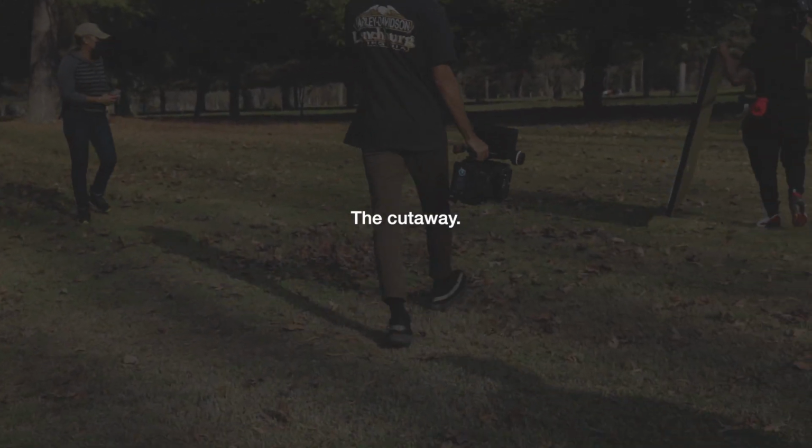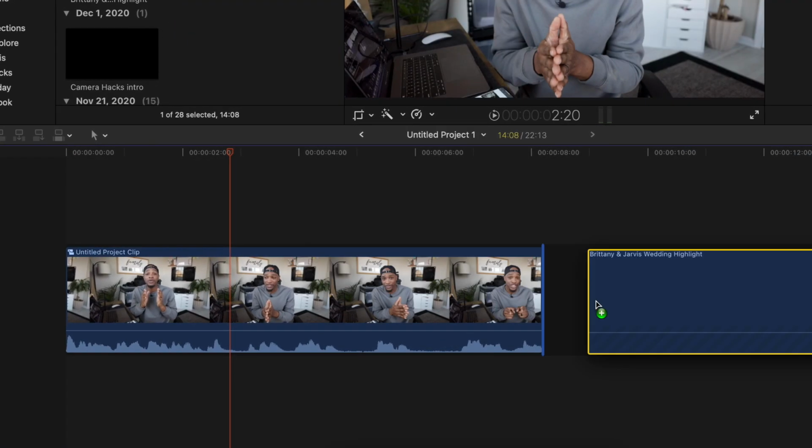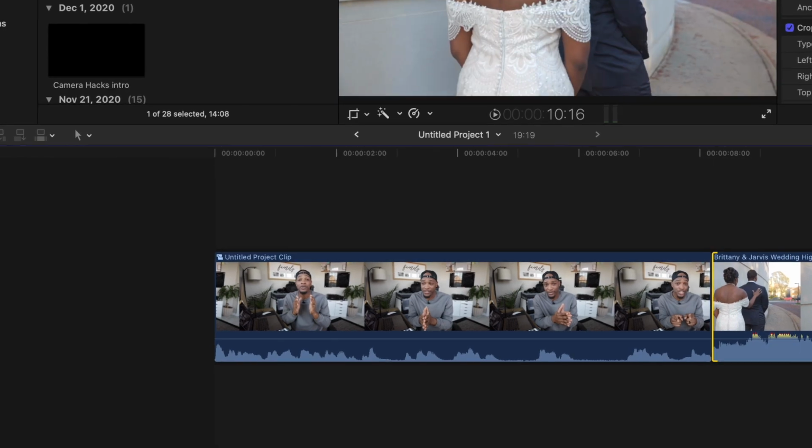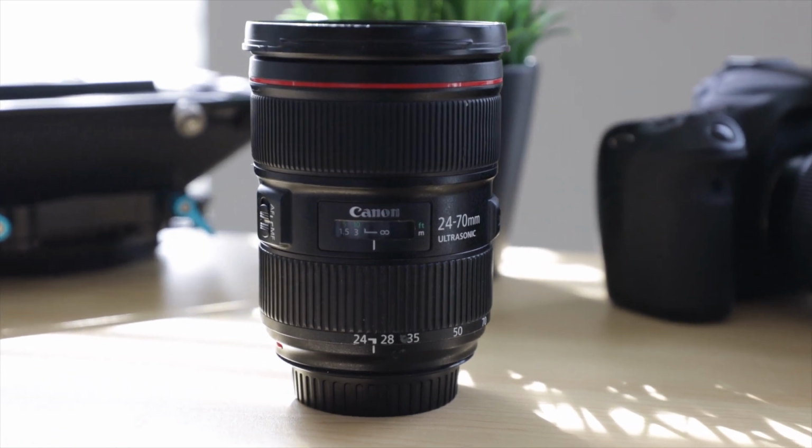Cutaways are a very simple tool to use. They help the viewers get a better understanding of the surroundings or a specific thing that is very important to a scene. Now, if I'm talking to you about camera gear, like for example, I love the 24 to 70 millimeter f2.8, cutting to that would be a cutaway, so you can see exactly what I'm talking about and give you a little bit more information.